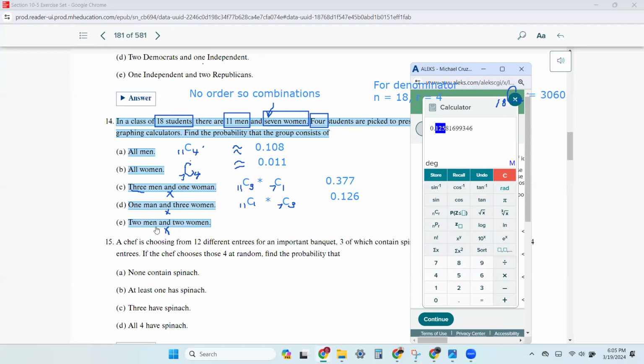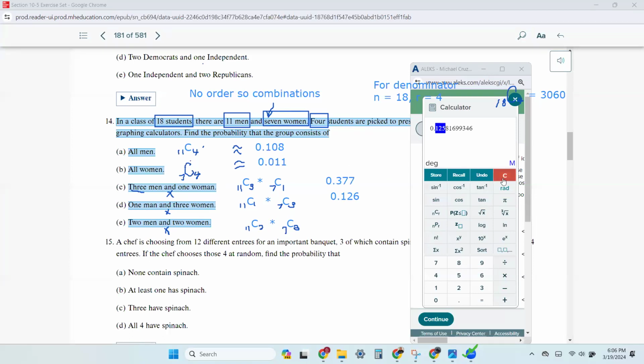All right. 2 men and 2 women. So 2 on each one. And see, just the same way the 1 and the 3 added up to the 4 that we're picking, the 2 and the 2 add up to 4. And again, we're picking from the total number of men, which was 11, and the total number of women, which is 7.